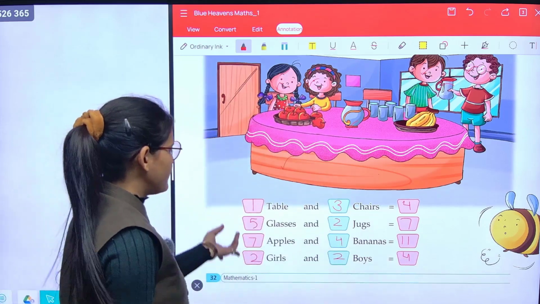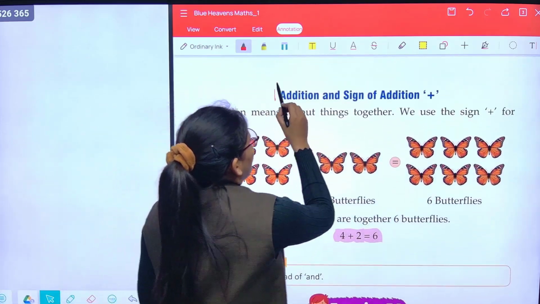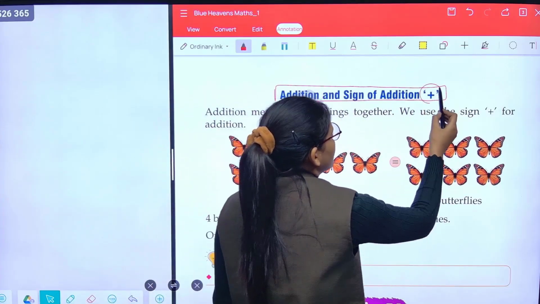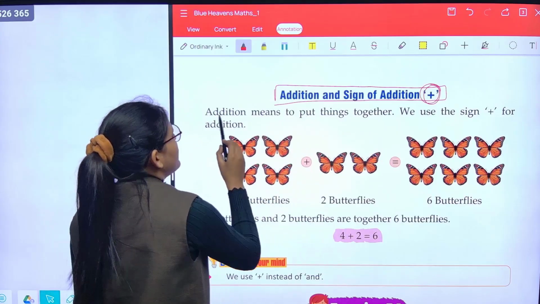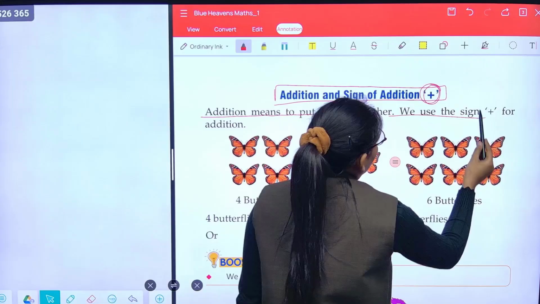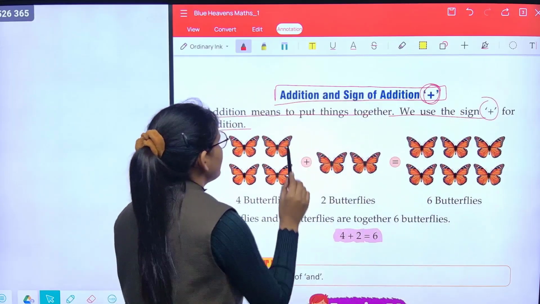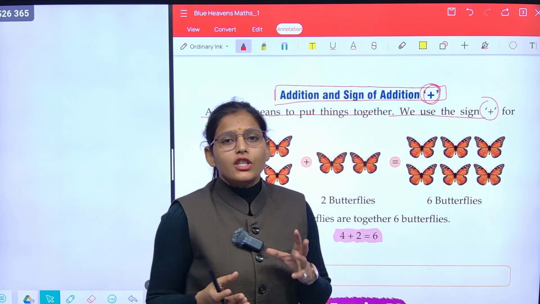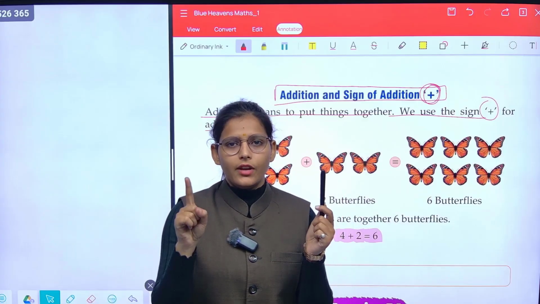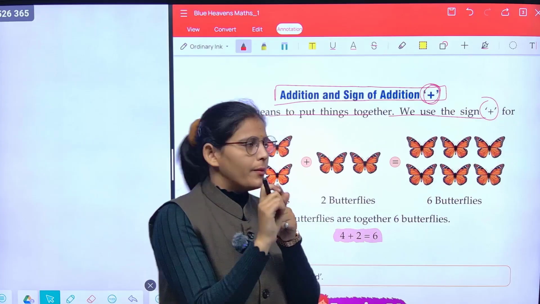Understand, class? Now, addition and the sign of addition. Now, addition means to put things together. We use this sign for addition. Class, addition means क्या होता है? चीजों को एक साथ रखना. Class, like I have one pen and one finger. So, both are there, 2.